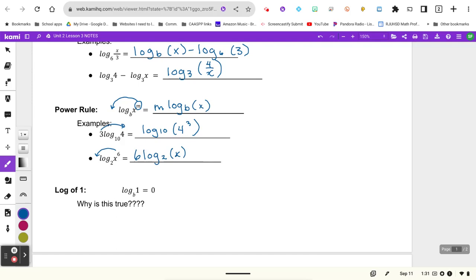Okay. Now, why is log of 1 always going to equal 0? If you remember, if we have a log, we can change it to exponential. So b to the 0 is 1. Remember, we went over previously, anything raised to the 0 power is 1.